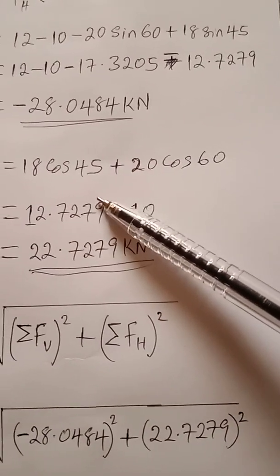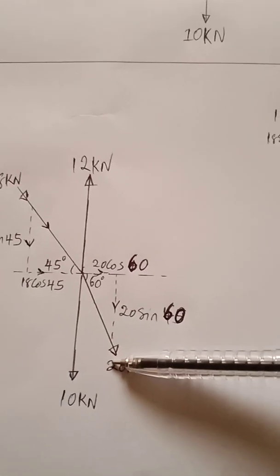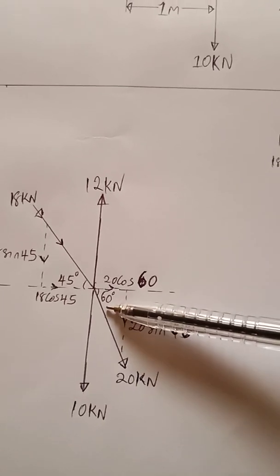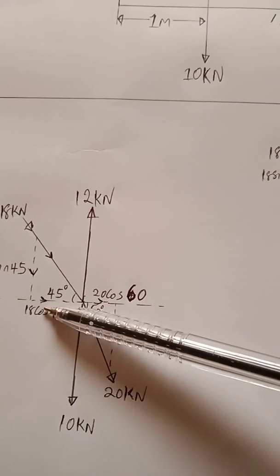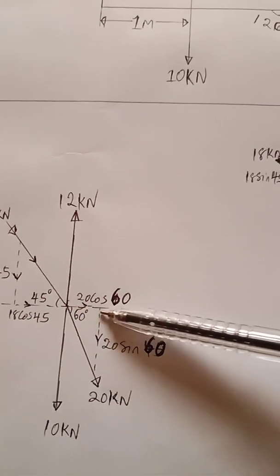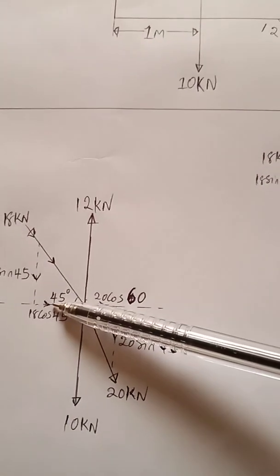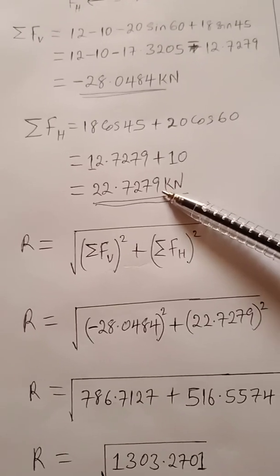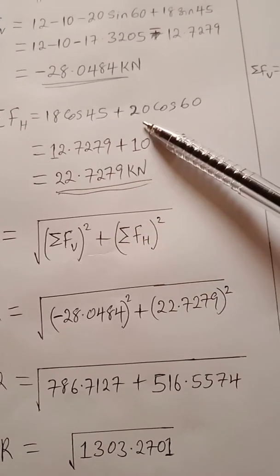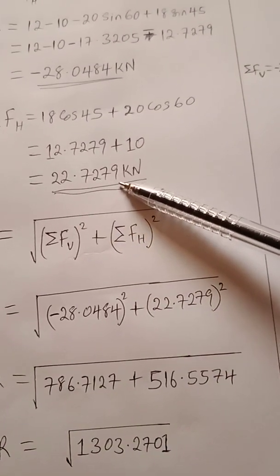So our 18 cos 45 is positive, and also 20 cos 60 is positive. From our diagram here, you can see they are both going to the right. This arrow shows that it's going to the right. This arrow shows that it's going to the right. I believe we already know how we obtain this arrow. We have explained that in our previous video. So then we have our horizontal force to be 18 cos 45 to give us this, and 20 cos 60 to give us this. So our value is 22.7279 kilonewton.